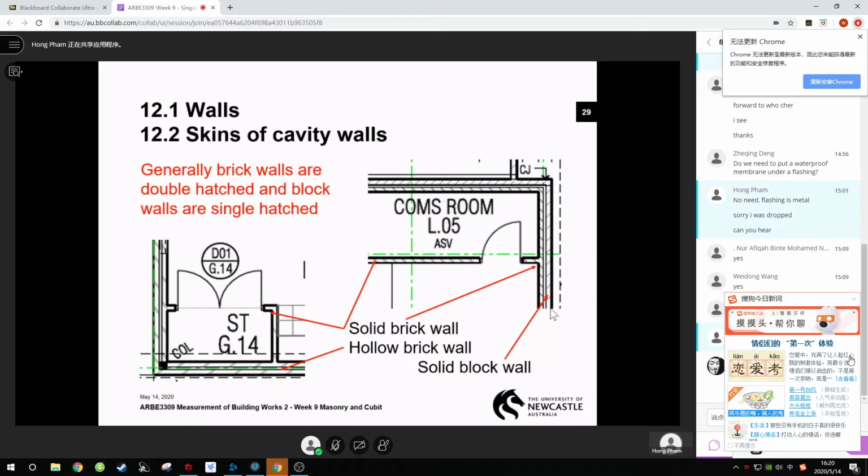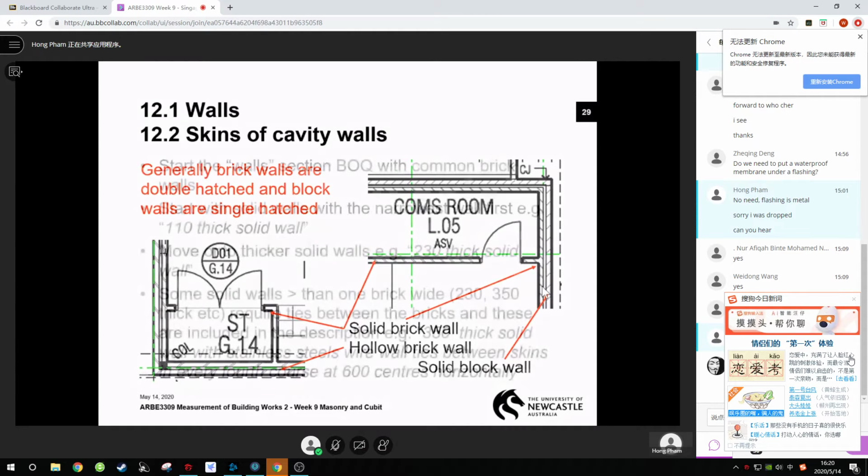Okay, now look at here. This is a block wall and this is a brick wall. So this is actually a hollow wall, but it's not a brick hollow wall. It's a composite wall. Composite hollow wall means it's a hollow wall that is made from 2 skins of different types.